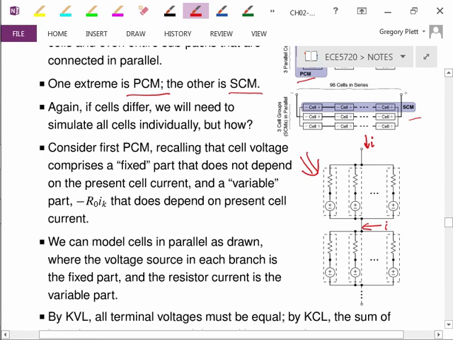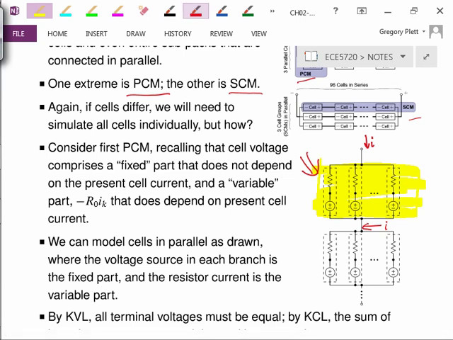So every PCM is going to experience the same pack current as every other PCM, but how that pack current gets split up and distributed among the cells of the PCM depends on the parameters of every individual cell. So we're going to look at one PCM. So there's one.